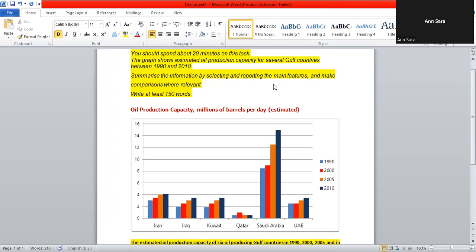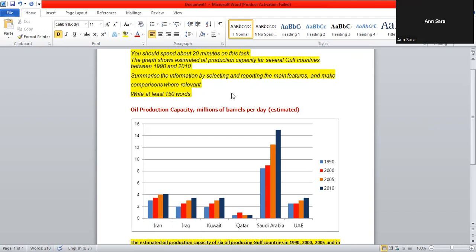It means it's different from the real production. It may be near to the real production, but it's not accurate. It's not actually the real production. The real production capacity is different from the estimated capacity. So you have to present it in such a way that the estimated production, and this is past tense, estimated production in 1990 was... So the projected production capacity of oil in Saudi Arabia was like this. This is how we have to write.